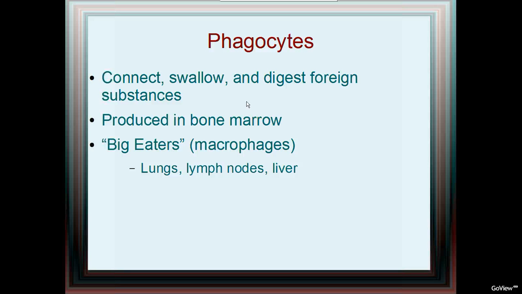The third type of cell found within the human body are known as phagocytes, and these ones connect, swallow, and digest foreign substances. Phagocytes are produced within the bone marrow, and they're also called big eaters or macrophages. These are commonly found within the lungs, lymph nodes, liver, basically anywhere where foreign substances find their way in.